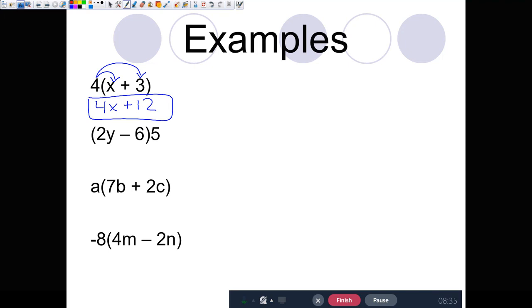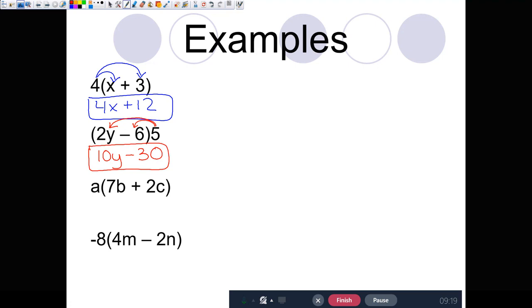So all that it said is if there was a number next to parentheses with no sign in between. So here I'm going to multiply 5 times 2y and get 10y, and 5 times negative 6. Remember, our minus and negative signs are the same thing.